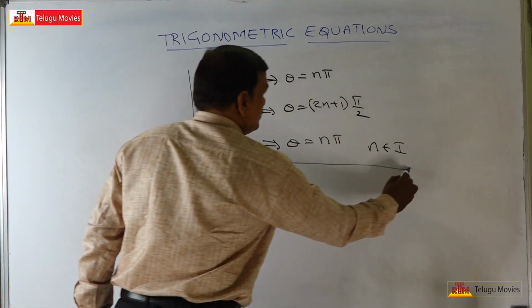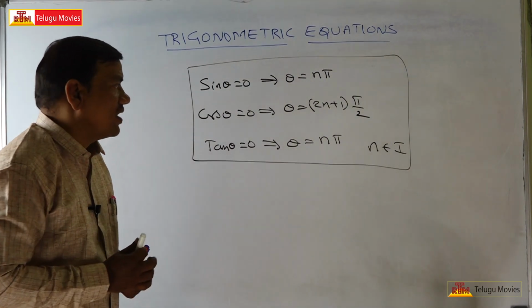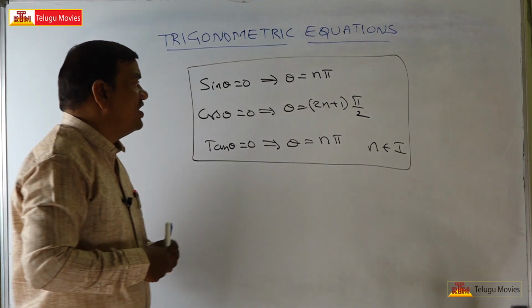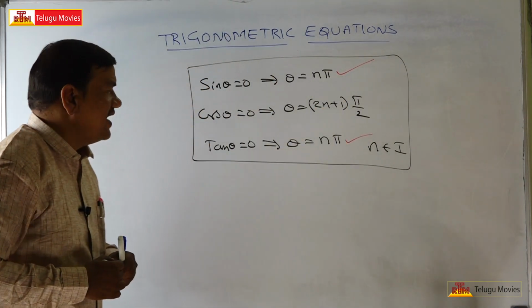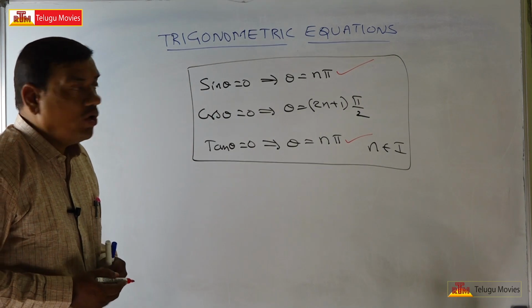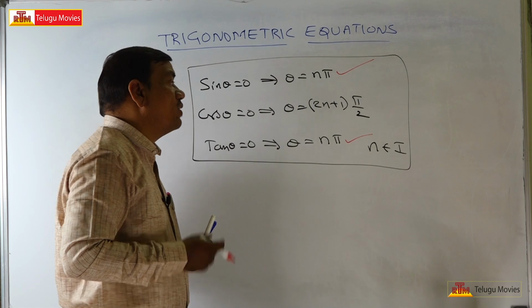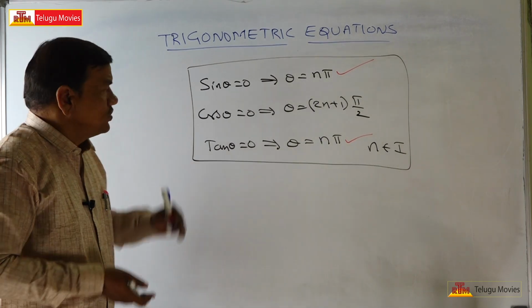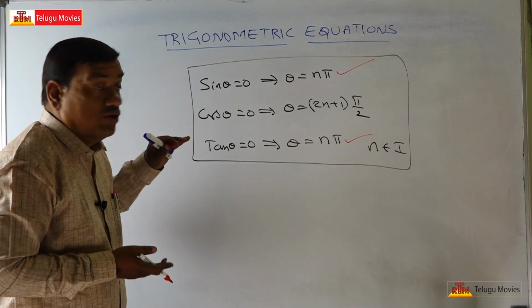This is the first set of formulas you have to learn. How to remember? For sin theta and tan theta, the answer is the same: theta is equal to n pi. For cos theta only, it is 2n plus 1 times pi by 2, that is odd multiples of pi by 2. So this is the first set of formulas that you have to remember and learn.